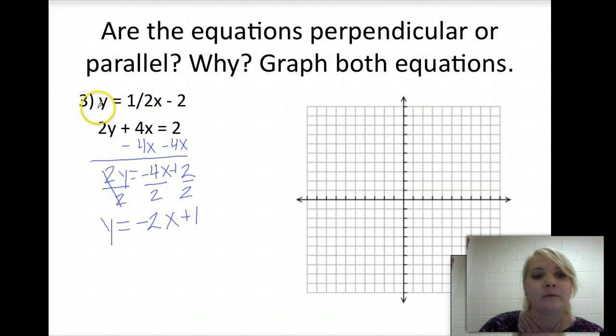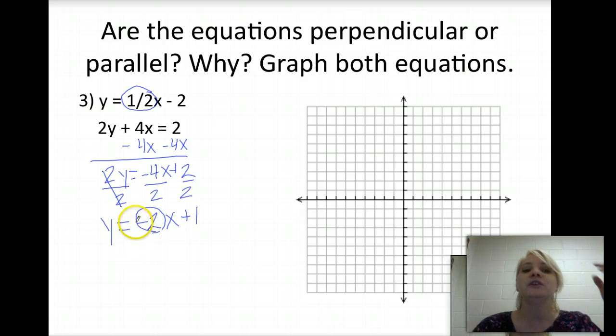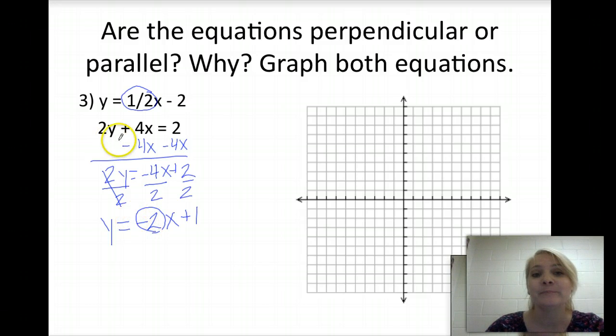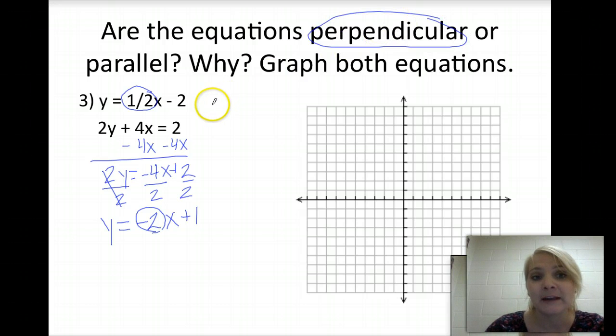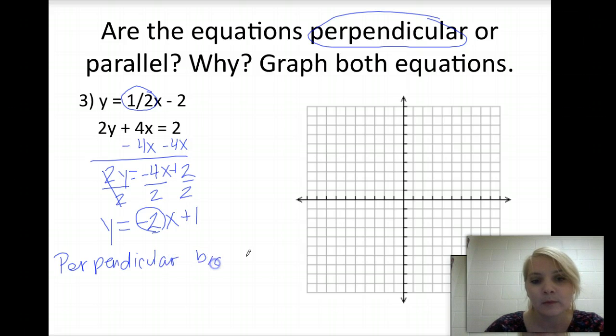Now once again, we have both of our equations in slope-intercept form, and we're going to be comparing our slopes. So our first equation has a slope of 1/2, and our second equation has a slope of negative 2. Now if we take a look, one's positive, one's negative, and negative 2 is the negative reciprocal of 1/2. So these equations are perpendicular because their slopes are negative reciprocals.